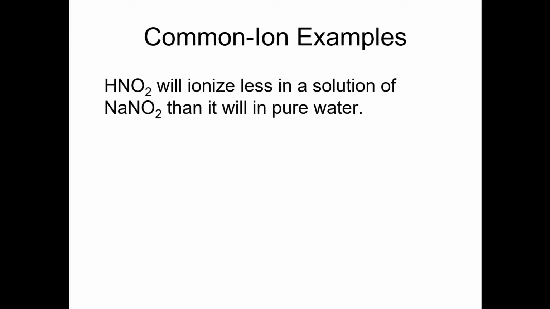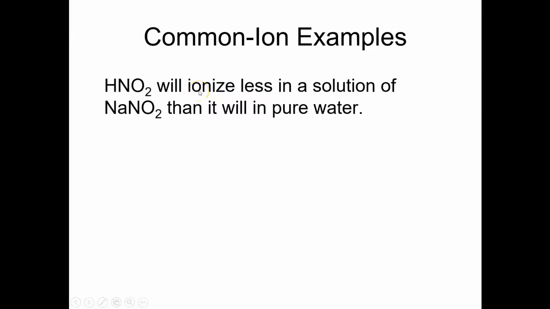So, common ion examples. First one had to do with the ionization of a weak acid. Nitrous acid, which is a weak acid, is going to ionize less in a solution of sodium nitrite than it will in pure water. And that's because nitrite is one of the products of the ionization. So Le Chatelier's principle essentially tells you that if there's nitrite already there, that's going to tend to shift it back toward reactants.